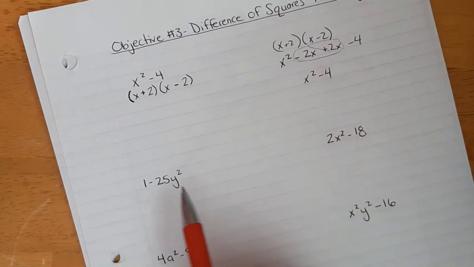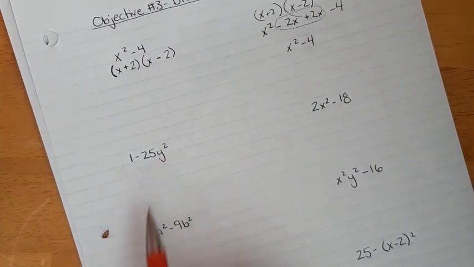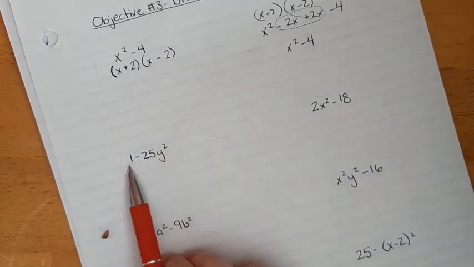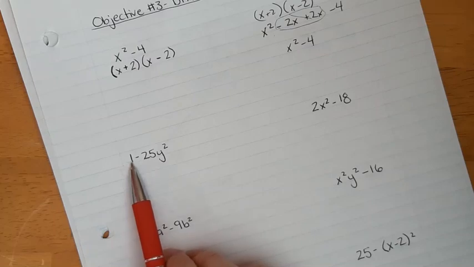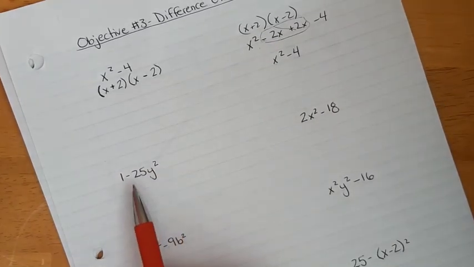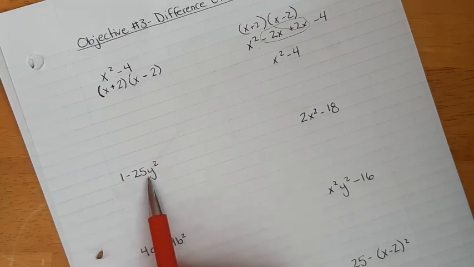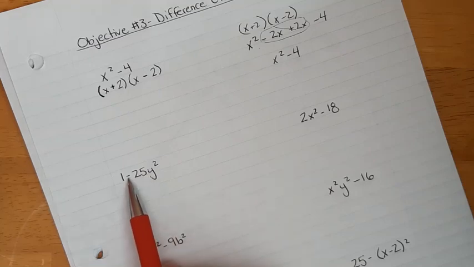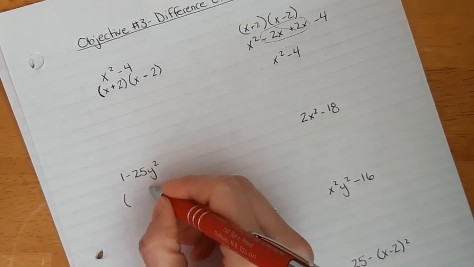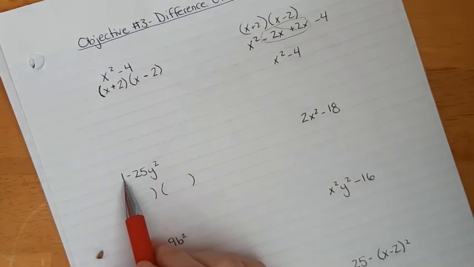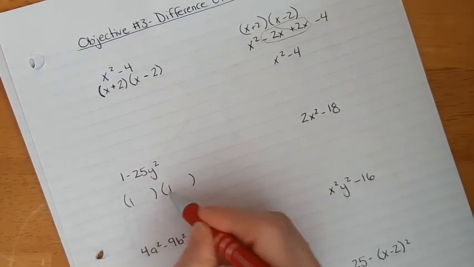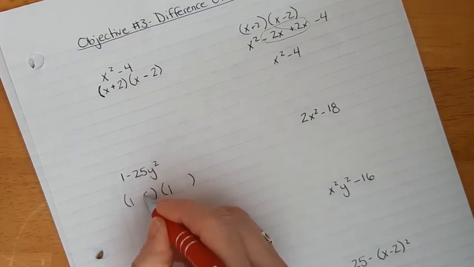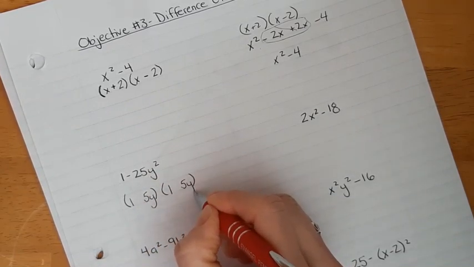Let's go through a few more examples. So 1 minus 25y squared. Step 1, is there a greatest common factor? No. No variable there, only a 1, nothing in common. Is it a difference of squares? Is 1 a perfect square? Yep, 1 times 1. Is 25y squared a perfect square? Yep, 5y times 5y. Minus in the middle, 2 terms. Set 2 sets of brackets. Square root of the first, 1 and 1. Square root of the second, 5y, 5y.